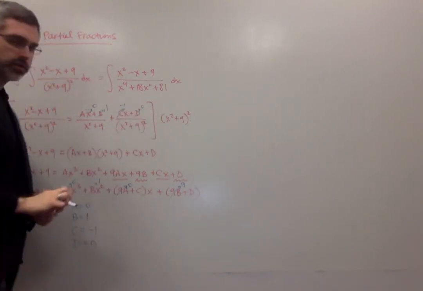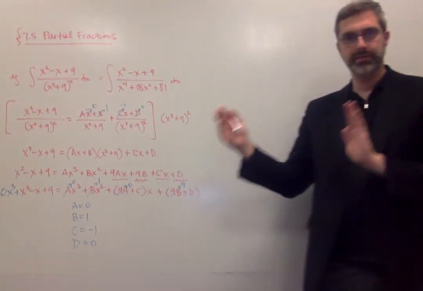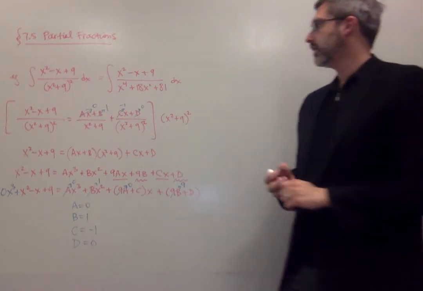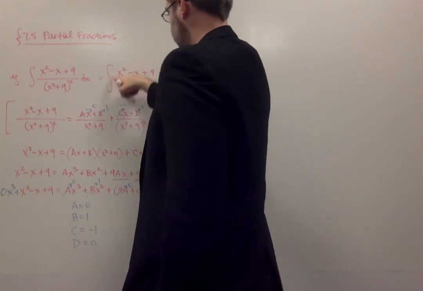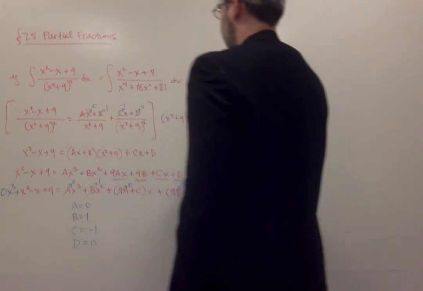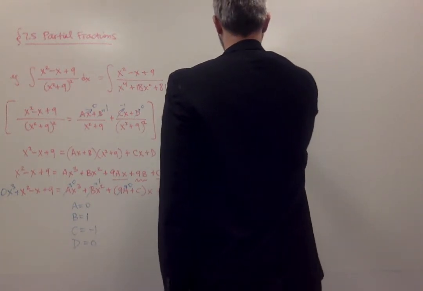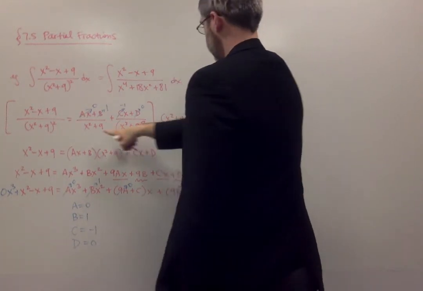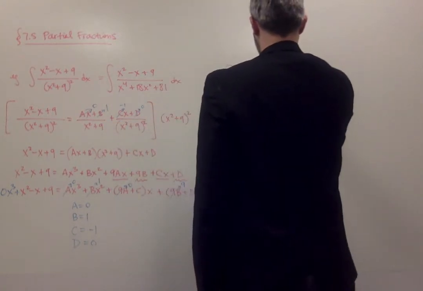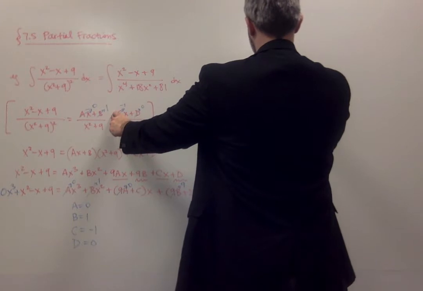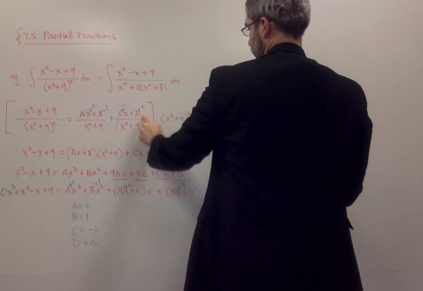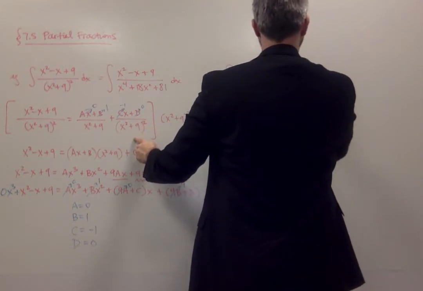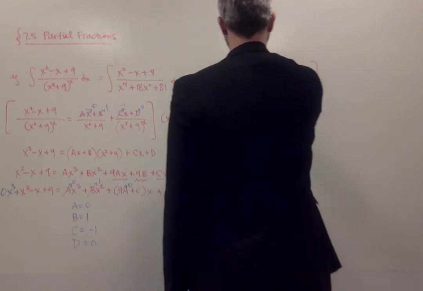So in other words, do you follow that? I was just comparing the two polynomials, and that let me read off a, b, c, and d. So in other words now, this crazy thing actually equals 1 over x squared plus 9, plus, let me just leave it as plus for right now, negative x plus 0 over x squared plus 9 quantity squared. Okay?